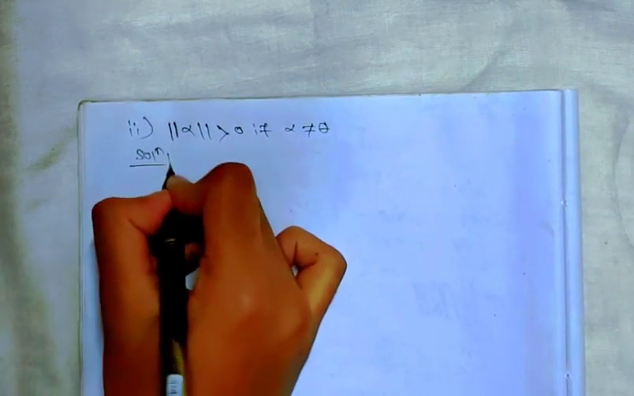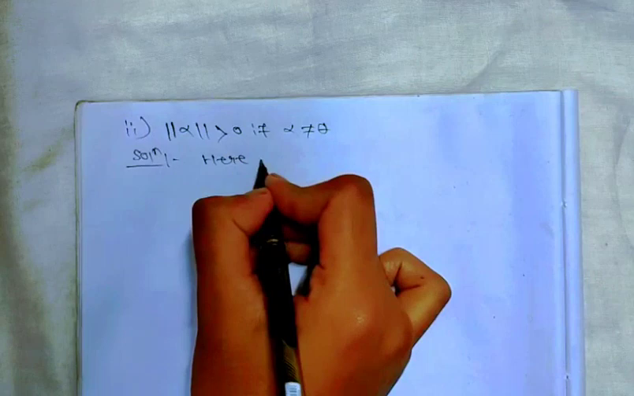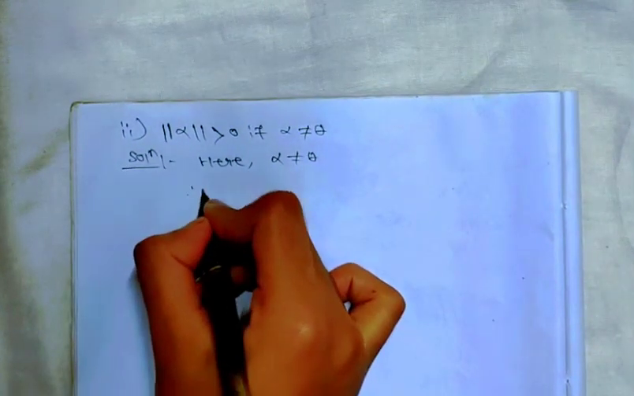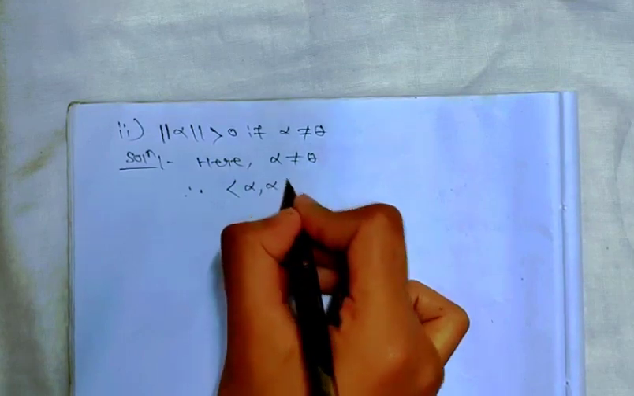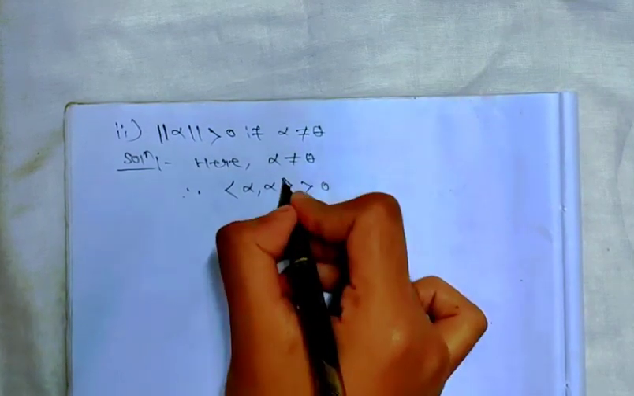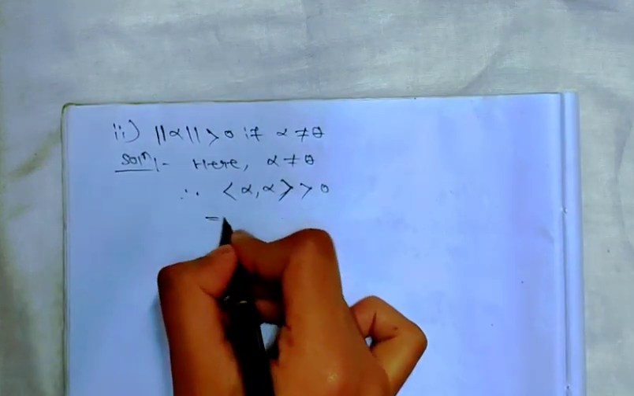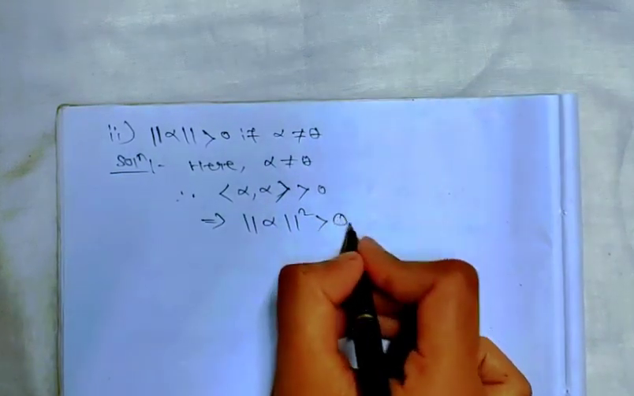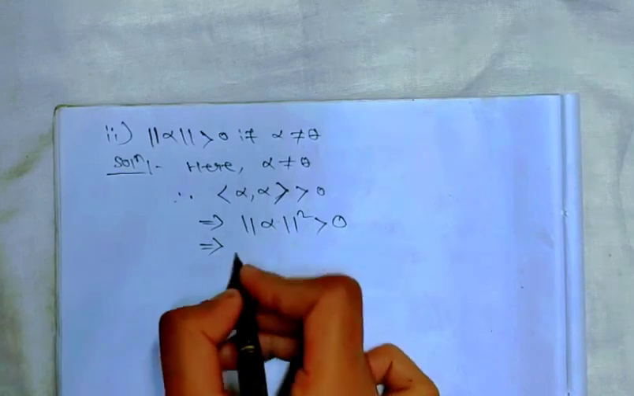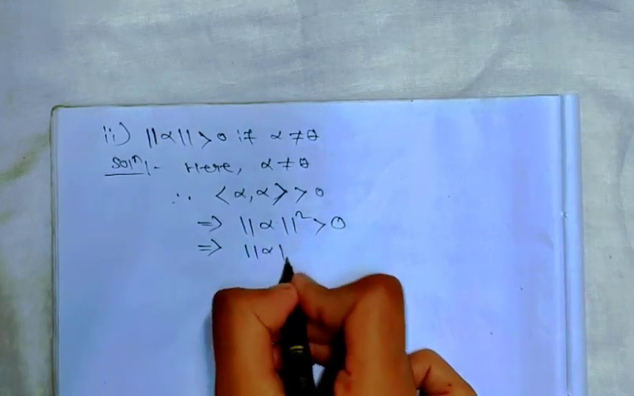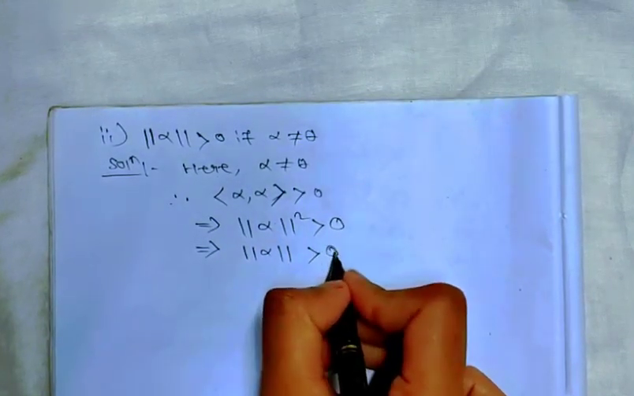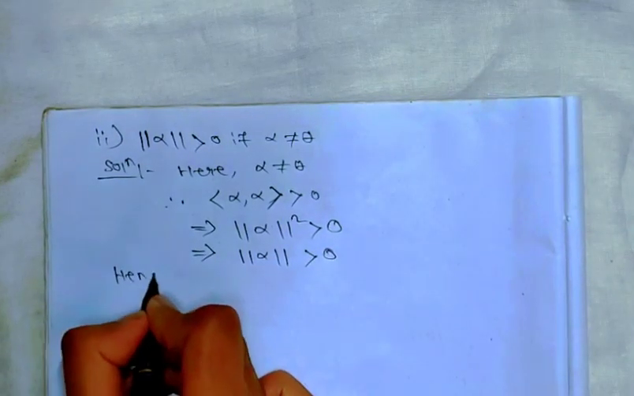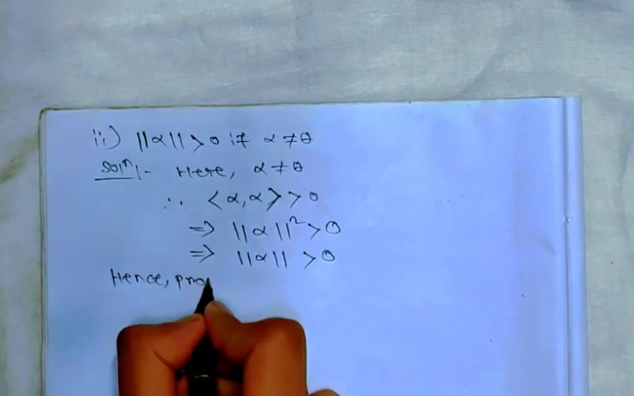Solution. Here given that alpha not equals theta, therefore inner product of alpha, alpha is greater than 0, which implies norm alpha square greater than 0, which implies norm alpha greater than 0. Hence proved.